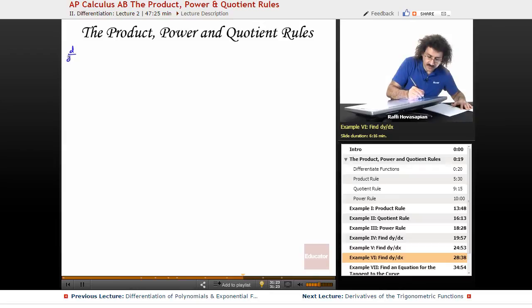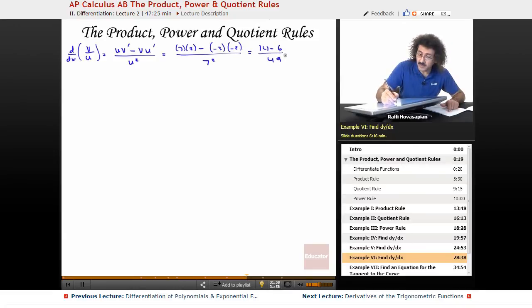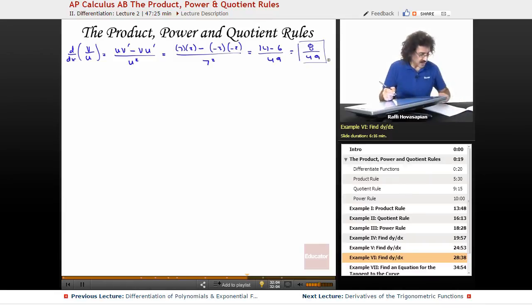So we have d dx of, this time we have v over u. Well, this is the denominator times the derivative of the numerator minus the numerator times the derivative of the denominator over the denominator squared. Plug the values in. We're going to get 7 times 2 minus a minus 3 times minus 2 all over 7 squared. That's going to equal 14 minus 6 all over 49. That equals 8 over 49. Good.